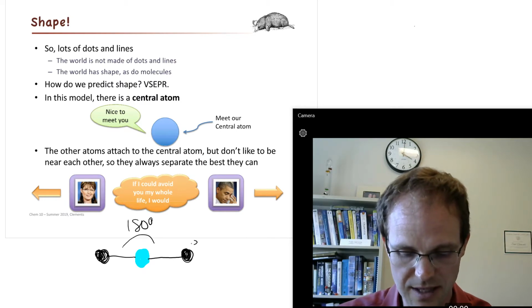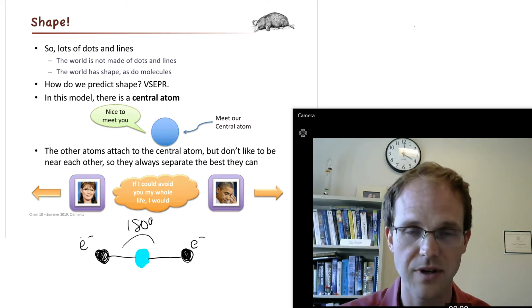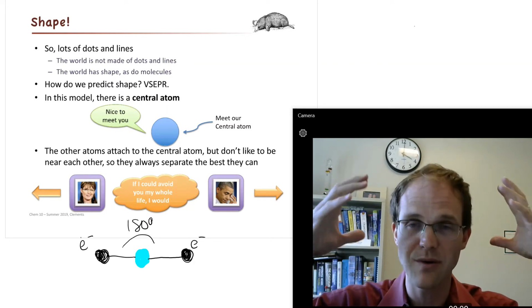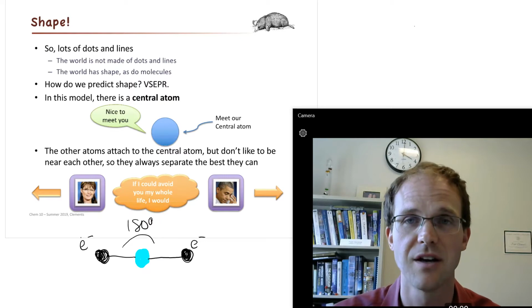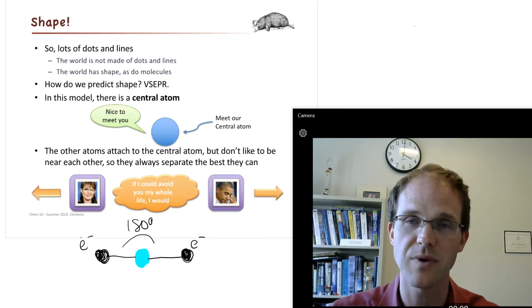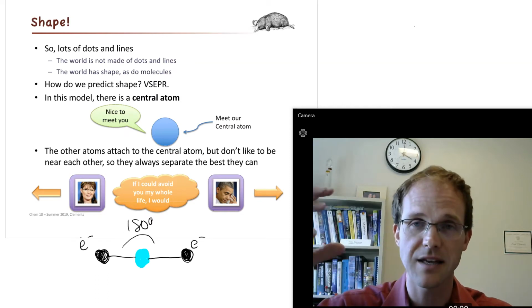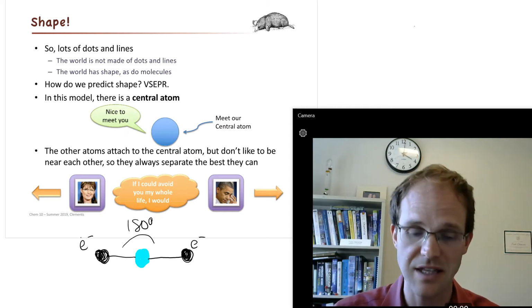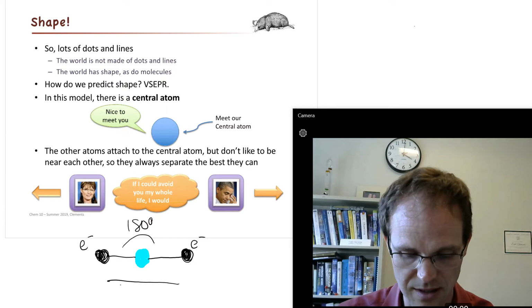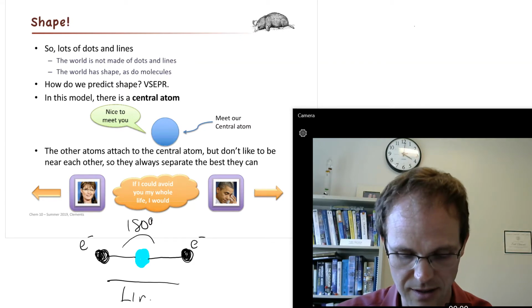Because right on this atom over here, there's electrons. On this atom over here, there's electrons, and they don't want to be near each other. They want to be really far apart from each other. And so what do we end up with? We end up with molecules with one central atom, that's our blue, and two atoms hanging off of it always end up as a linear shape. This looks like a line, and we call it linear.